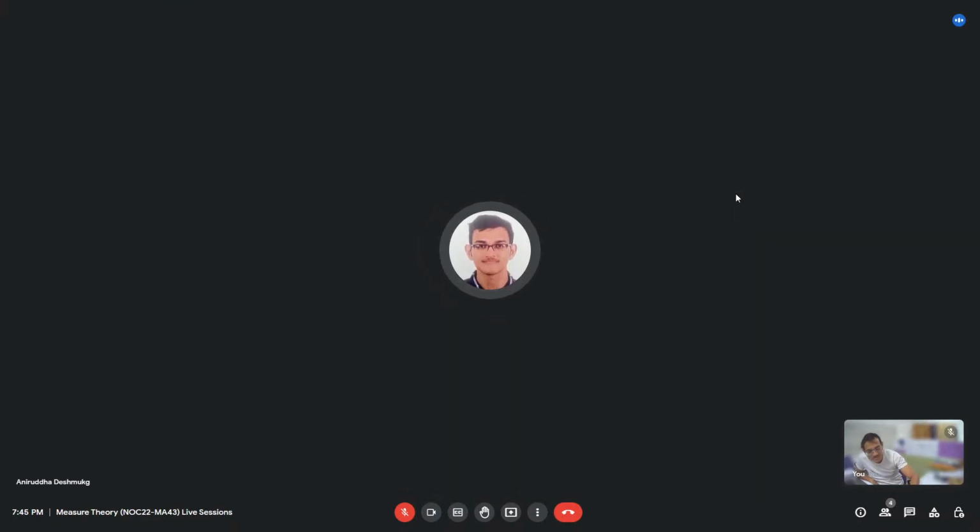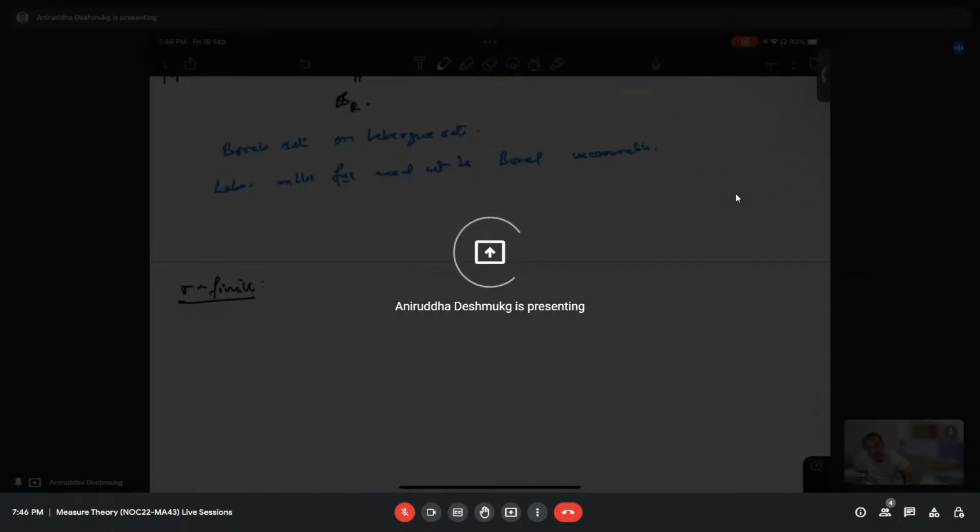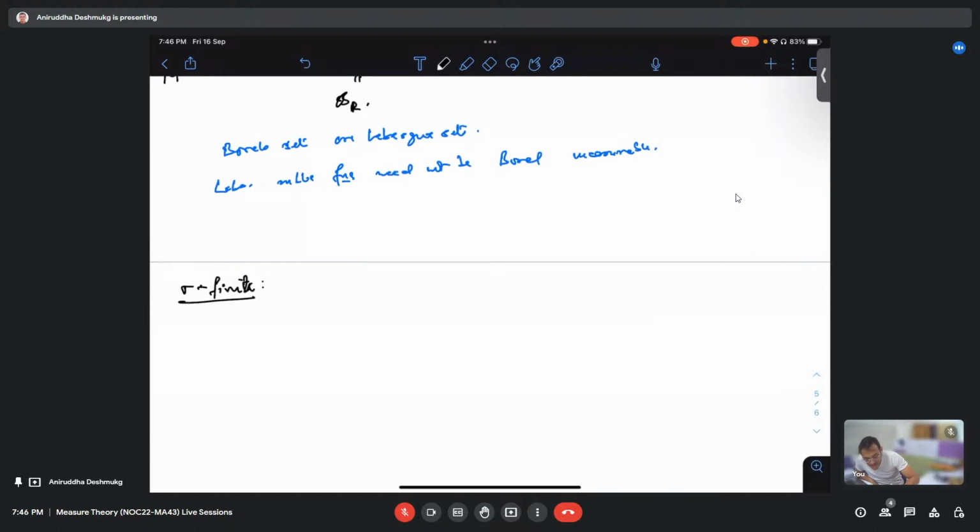So a measure space. Oh yeah, I forgot to share. Let me quickly share it. Okay, so is this screen visible? Yes, it is. So sigma finite measure is this: if (X, mu) is a measure space, and X can be written as a union of X_n's with measure of X_n finite, then this is called a sigma finite measure space.